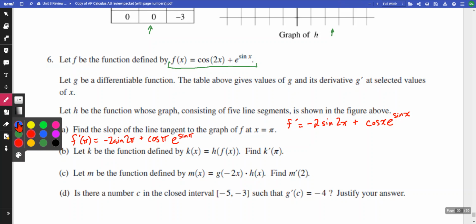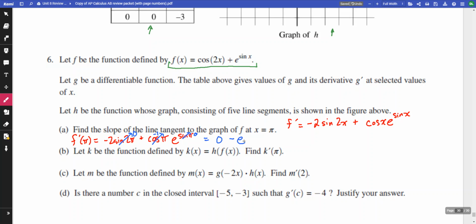Now, we need to know that the sine of 2 pi needs to evaluate. That's 0. The cosine of pi is negative 1. And once again, the sine of pi, that's 0. So what that gives me then is 0 minus e to the 0. So negative 1.